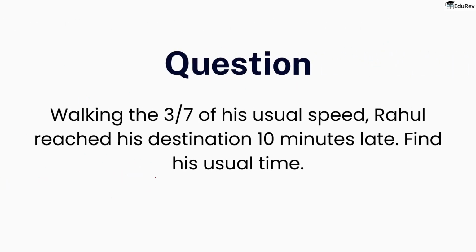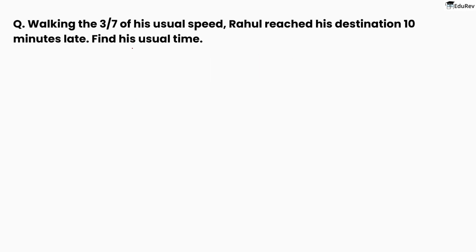Let's solve another one. Question. Walking at 3 by 7 of his usual speed, Rahul reached his destination 10 minutes late. Find his usual time. At times basic logic can help you solve questions quickly. So, distance is equal to speed into time. Let's take distance as d, his usual speed as s, and usual time as t. So d will be equal to s into t. Take it as equation number 1.